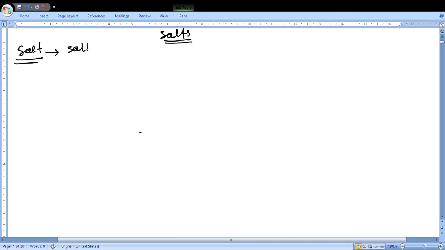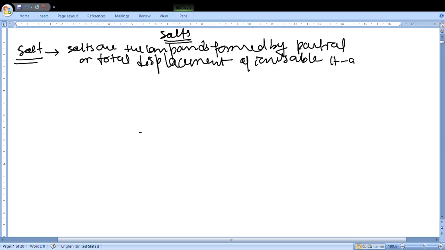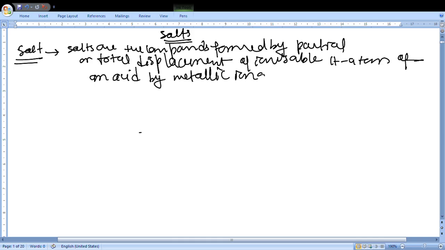So we are going to write the definition of salt. Salts are the compounds formed by partial or total displacement of ionizable hydrogen atom of an acid by metallic ion or ammonium ion, and vice versa.